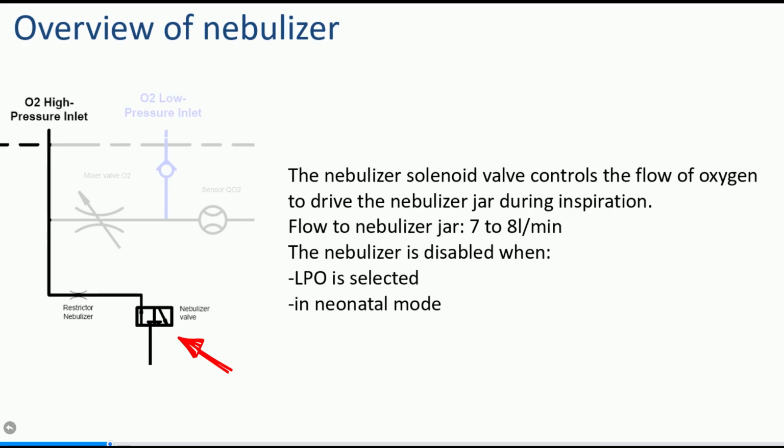A valve attached to the oxygen mixer block assembly switches the flow of oxygen to the nebulizer jar through the output connection at the right side cover. If you select low pressure oxygen, this will disable the pneumatic nebulizer. Note that the pneumatic nebulizer is also disabled when the ventilator is used in neonatal mode.